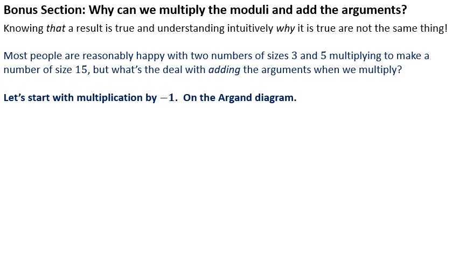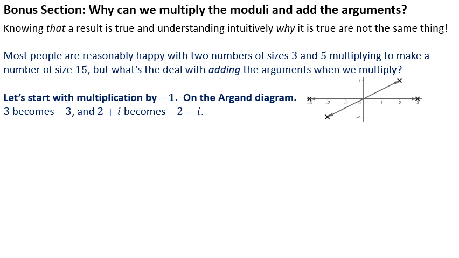We're multiplying by a negative, and we're going to do it on an Argand diagram so we can think of it in terms of a transformation in 2 dimensions. Think about what happens to all sorts of different numbers. If you start with a number like 3, you get an answer like -3. If you start with a complex number like 2 plus i, you get an answer like -2 minus i. That would look something like this.